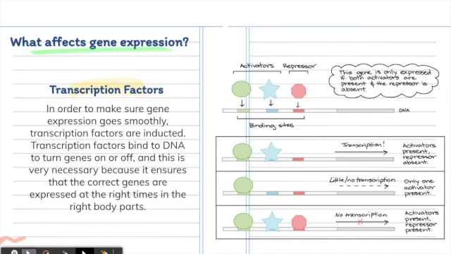In this example, there are some activators and some repressors. The gene is only expressed if both activators are present and the repressor is absent. So if both activators are present, transcription will occur, and if one activator is present, there will be little to no transcription. However, if the repressor is there at all, there will be absolutely no transcription.